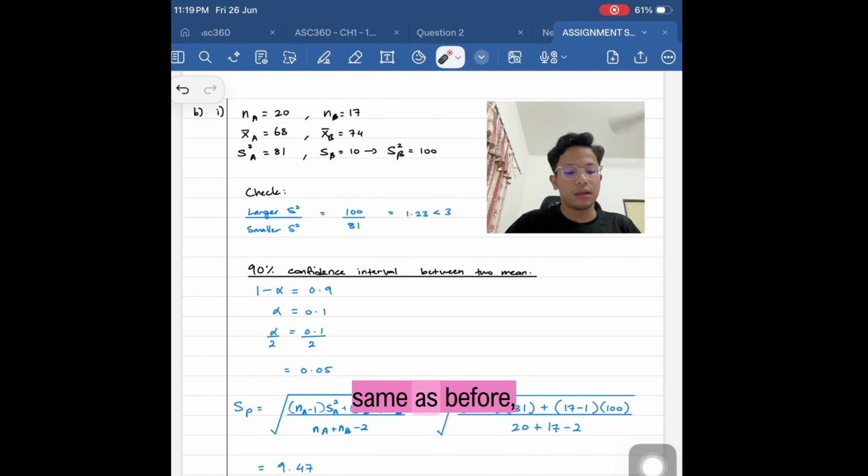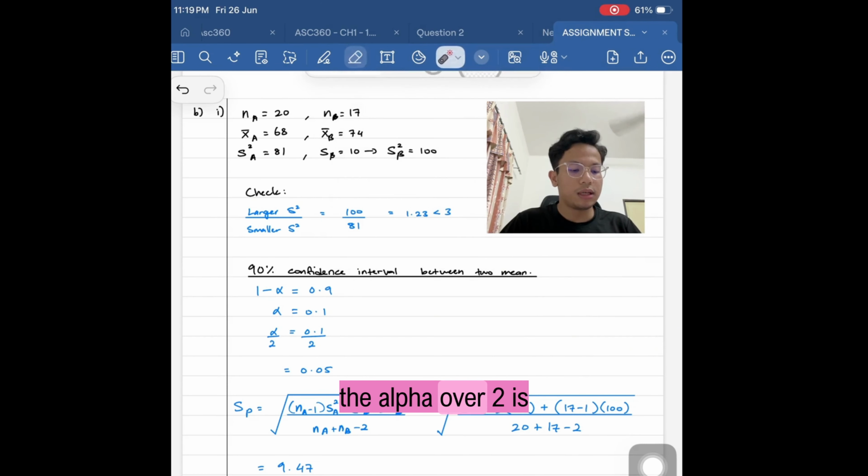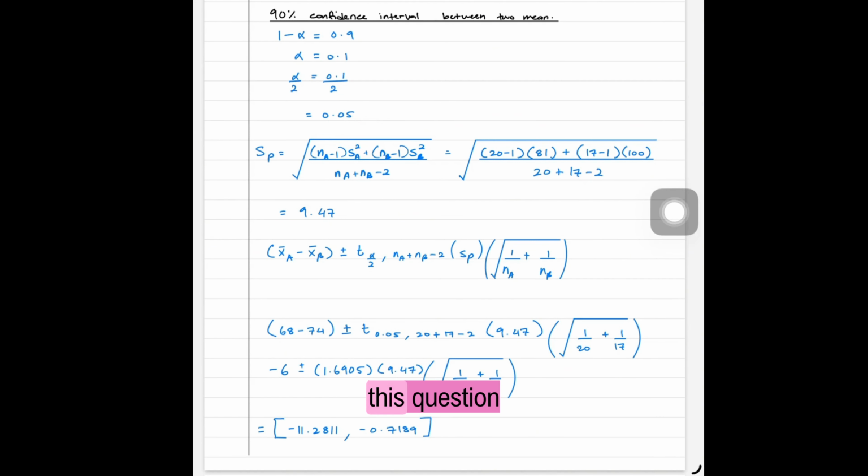After that, we can continue to find the value of the 90% confidence interval between two means. Same as before, we need to find the alpha over 2. Here we know that the alpha over 2 is 0.05. But this question requires us to do an extra step, which is to find the S-pool. To find the S-pool, we need to plug in all the information that were listed into the S-pool formula, and we get the S-pool value of 9.47.